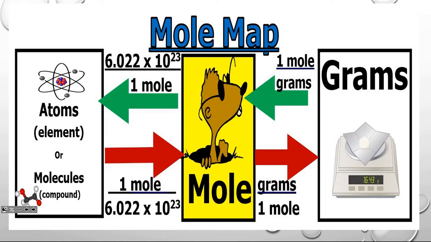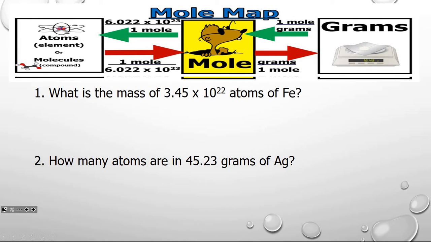Okay, so in your notes there is this mole map that I've created for you that will help you to go back and forth between grams and atoms through the mole. This is something maybe I would draw on my card for the test if you don't have it down or don't understand it. We're going to do some problems. I've got the mole map up here at the top so that we can look at each thing as we go. So we're going to be going from one side to the other.